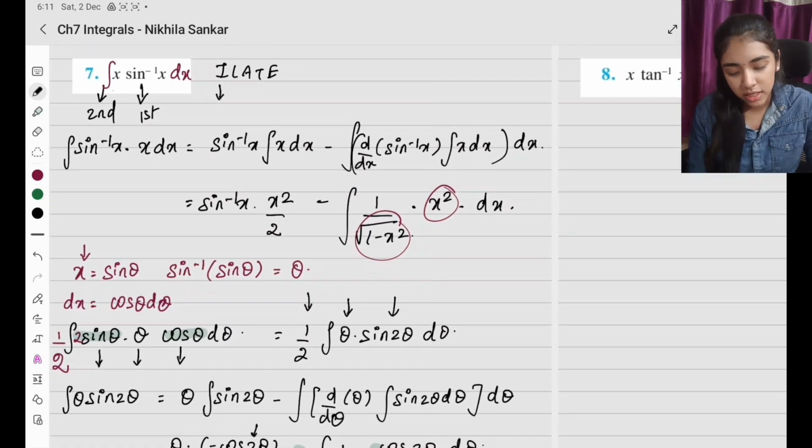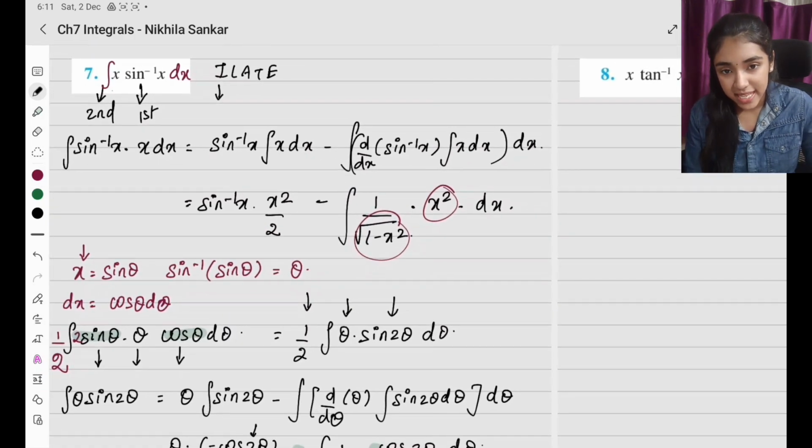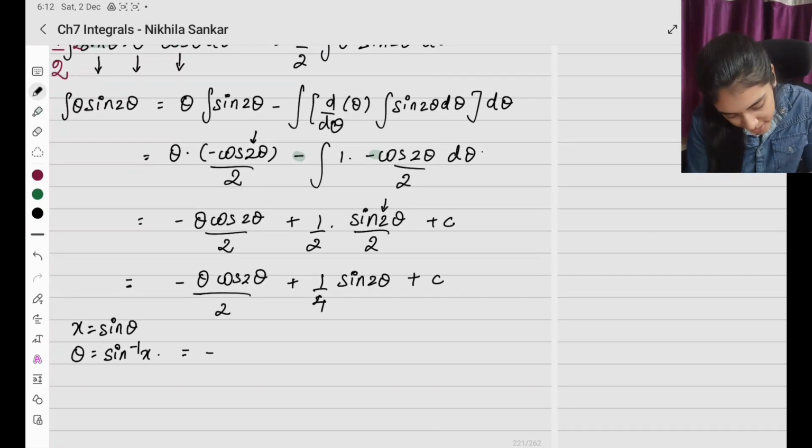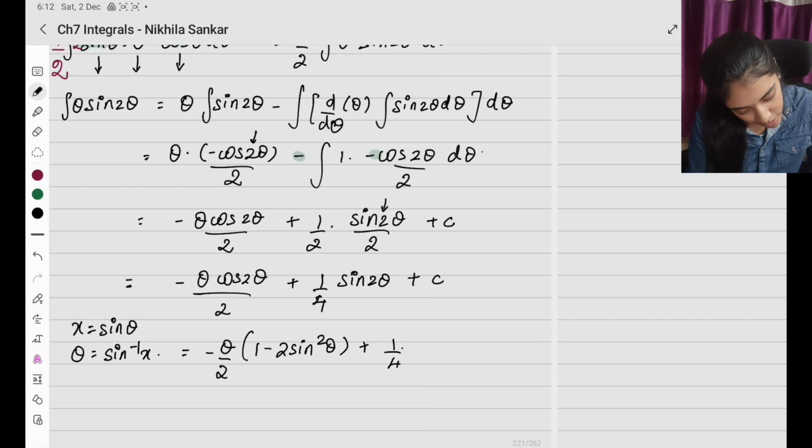Also in the question, my question is in terms of x and sin. But in the இடத்துல நமக்கு cos வந்திருக்கு. So cos omit பண்றதுக்கு என்ன பண்ணணும்? I have cos 2 theta. So I can rewrite this as minus theta by 2 times cos 2 theta can be written as 1 minus 2 sin square theta. இல்லையா? Plus 1 by 4 times sin 2 theta plus c.